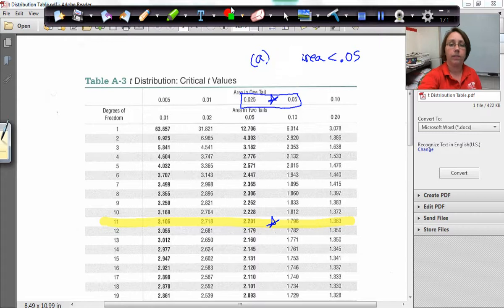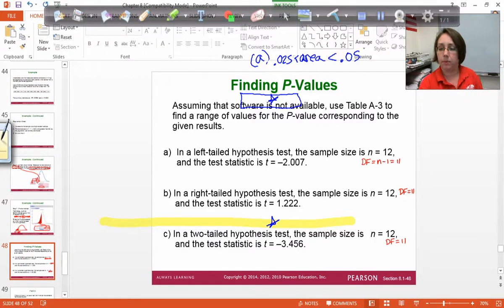Sorry, it's bothering me. I gotta fix it. 0.025. There. Alright, now for part B, let's go find part B. And yes, my writing's gonna carry over.